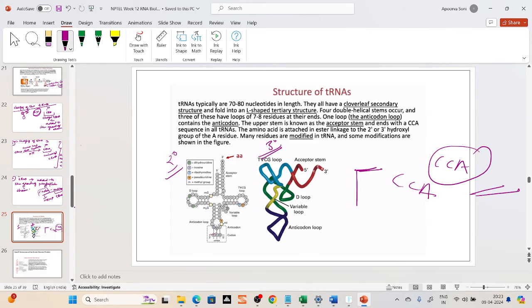That is okay. Just you need to understand in the structure of tRNA that secondary structure is a clover leaf structure. Clover leaf secondary structure, an L-shaped tertiary structure. There is an anticodon loop that contains the anticodon, and there is an acceptor arm that ends with CCA. Okay, this is your tRNA structure.